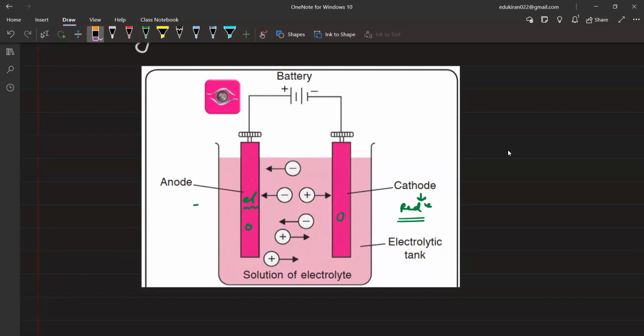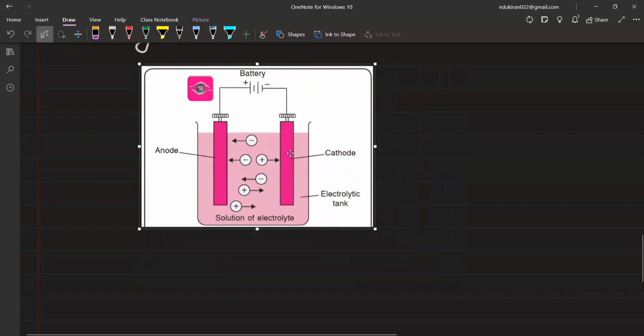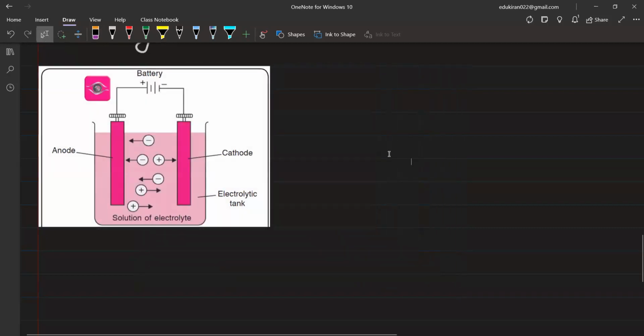The anode reaction and the cathode reaction we will study later, for different types of solutions and different types of electrolytes. But first make this particular diagram. From this you just have to understand that cations move towards the negative side, and anions move towards the positive side of the electrode.